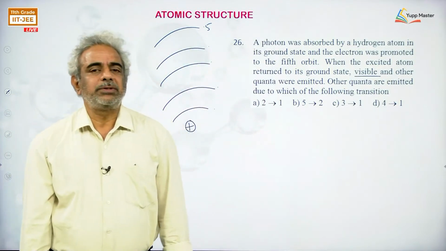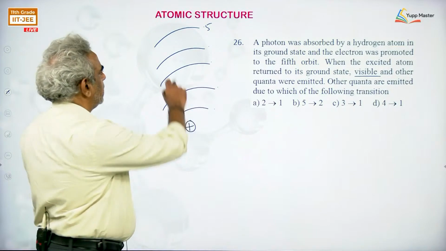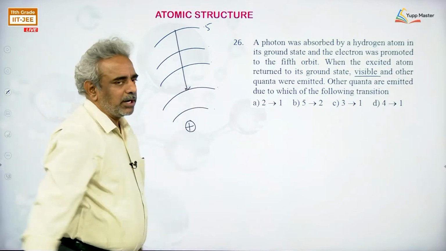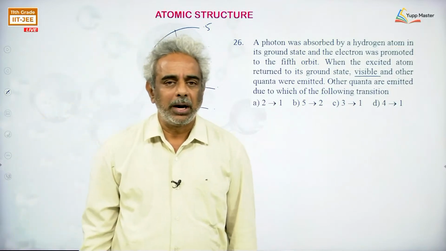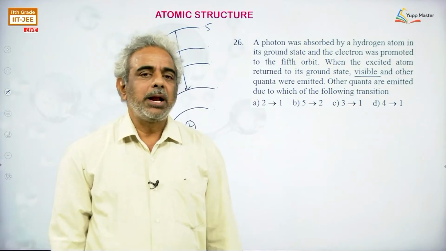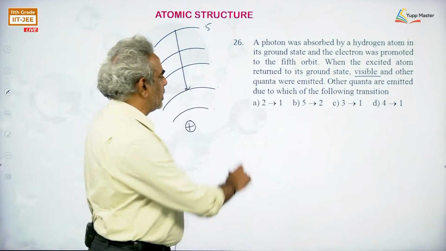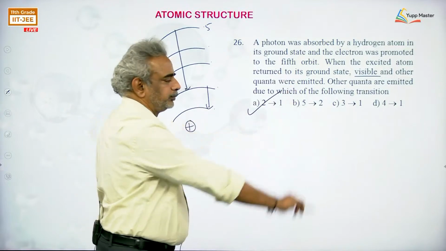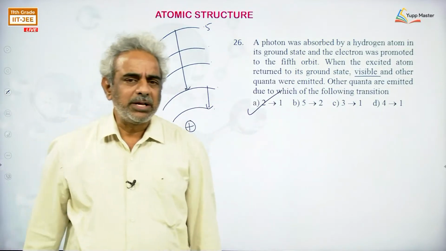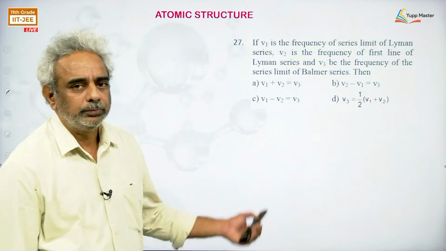So, visible means where should the electron fall? It has to fall into the 2nd orbit because it should be a Balmer line. So, the electron has already fallen from 5 to 2. So, what is the only photon left? 2 to 1. You just recognize that visible means into 2.